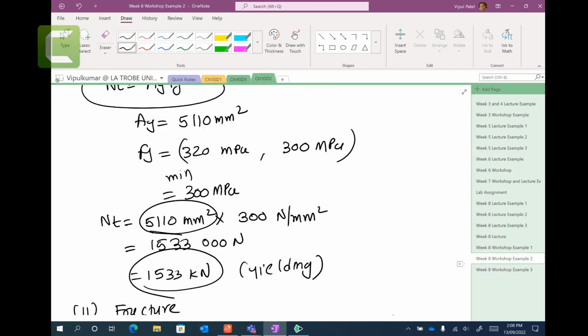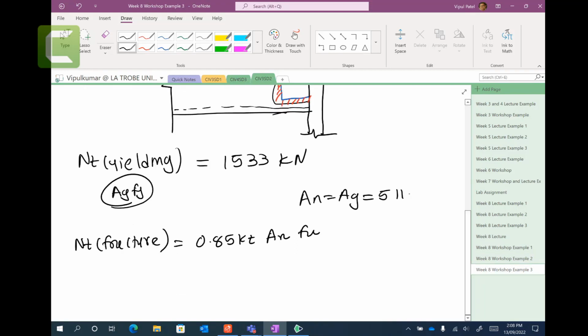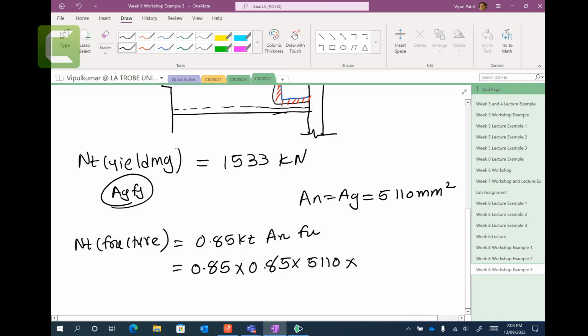What was the gross area? Gross area we take 5110 millimeter square. Everything is the same. 0.85. KT is also 0.85. Gross area is 5110. And your fracture stress is 440 newton per millimeter square. Right. So this is the only difference. When you do the welding, your holes are not there. Your net area is equal to the gross area.